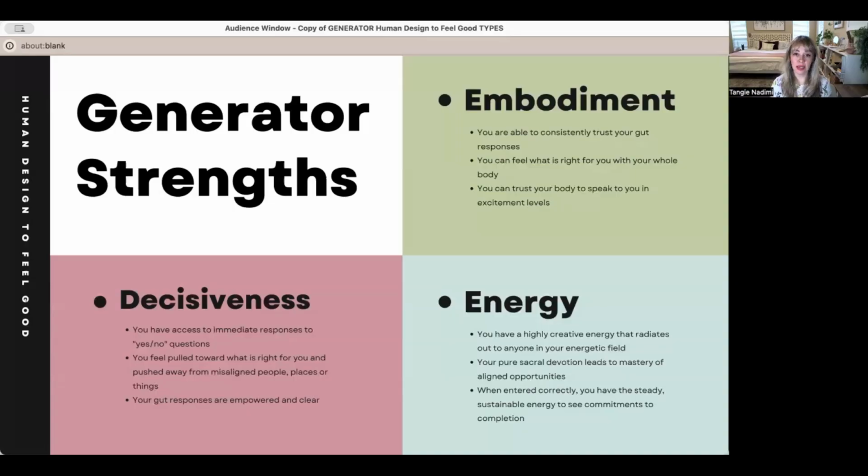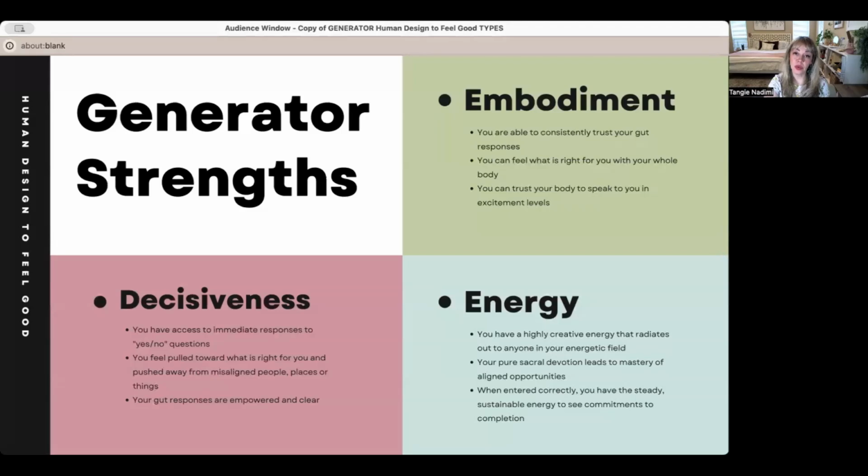So that means you are getting that energy in your system and you're putting it in the direction of satisfaction always. And when entered correctly, generators have steady, sustainable energy to see commitments through to completion. So many times I'll have generators ask, well, I'm not good at finishing things that I started. And we want to always ask the question, was it entered correctly?